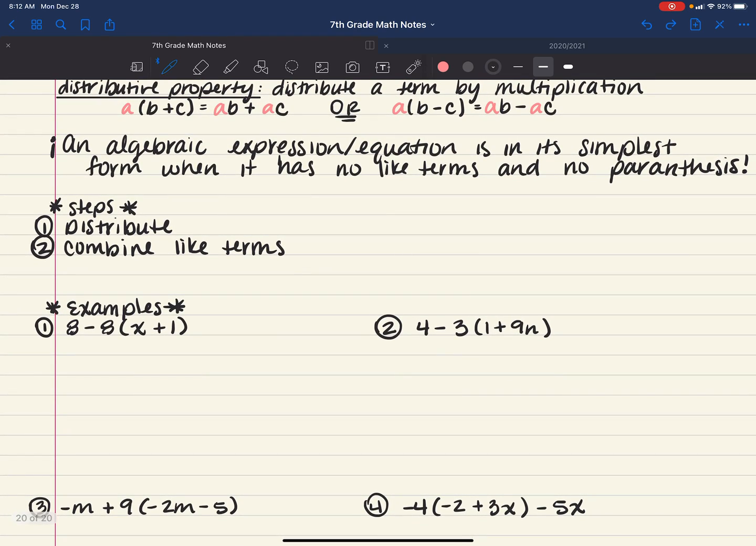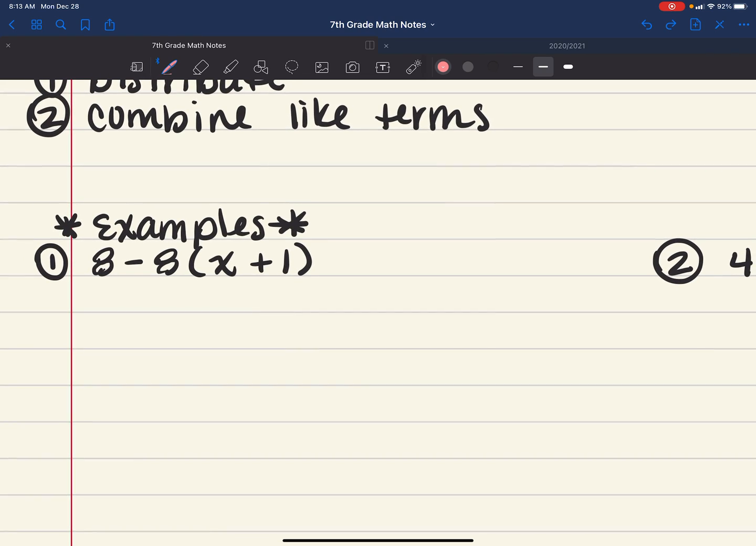We're going to go through 5 examples. Example number 1, 8 minus 8 times the sum of x plus 1. So what I like to do and what I like to tell my students to do is circle the term on the outside of the parenthesis. Please notice I circled the negative 8 because whatever sign is in front of that number belongs to that number, and I can't forget that. So now I'm doing negative 8 times x and negative 8 times 1.